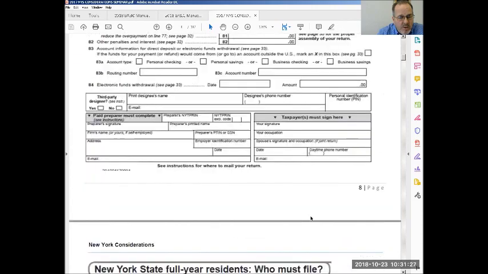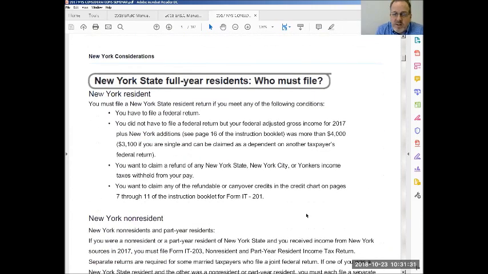So this is the beginning of your little book here. It talks about New York State full residence. We've gone through this before about who must file. If you filed a federal return, obviously the state wants its share. We do live in a state that likes to tax. You do not have to file a federal return, but your federal adjusted gross income for 2017 plus New York additions was more than $4,000, or $3,100 if you are single and can be claimed as a dependent on another taxpayer's federal return. So the filing threshold for the state is pretty low, isn't it? Especially for that dependent college student who's working at Tim Hortons and making $5,000. $3,100 is their standard deduction on the federal, all right, what's their standard deduction?